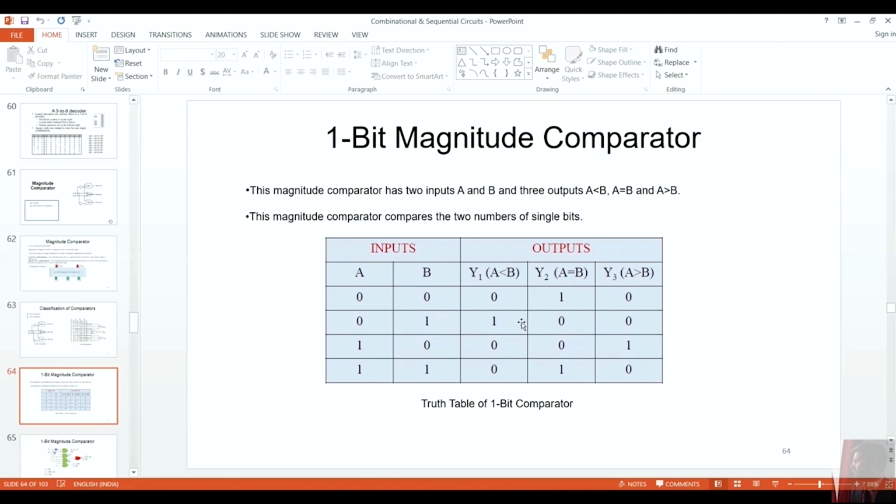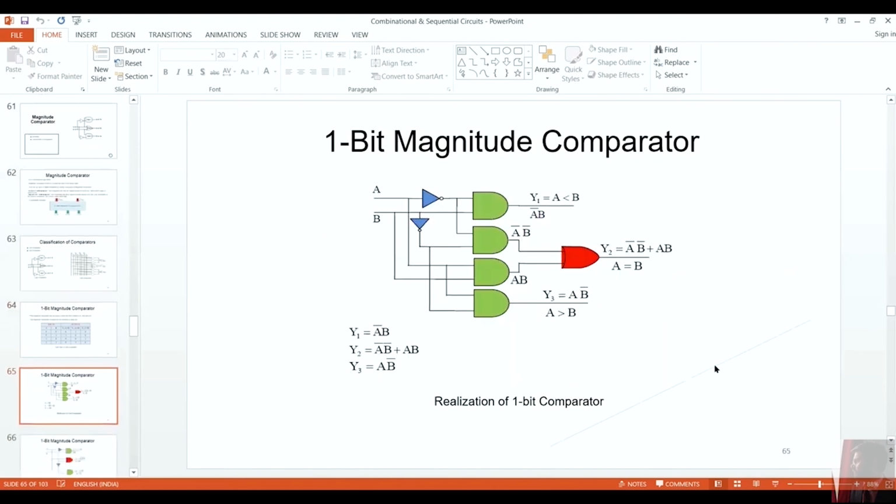Accordingly, 0 is equal to 0, so that output is 1, all others are 0. When we are talking about 0 and 1, that is A less than B, so that output is 1, others are 0. When we are talking about 1, 0, that is A greater than B, so that output is 1, all others are 0. The last row shows your identity comparator: when you have 1, 1, A equals B, otherwise the others are 0. So this 1 bit comparator can be designed.